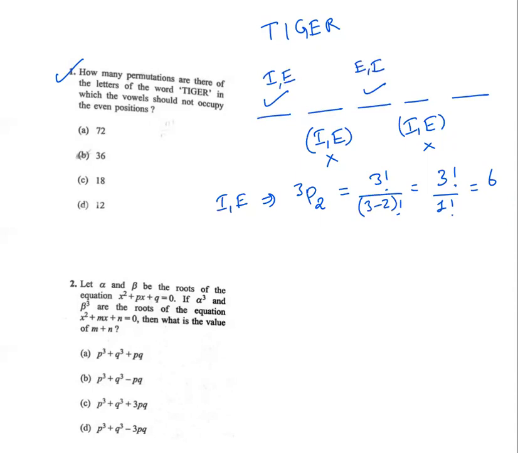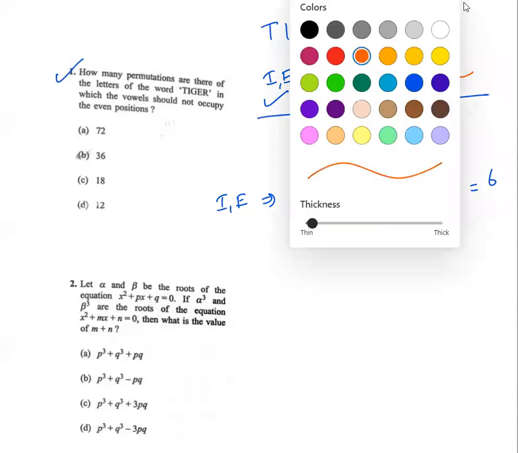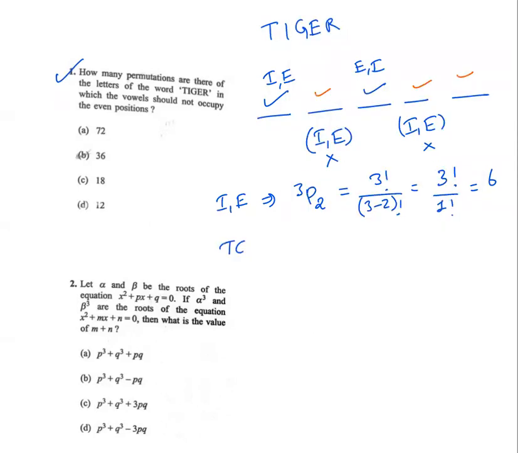So the remaining 3 places are 1, 2, 3, for which we have T, G, R. These can be filled in again 3P3 ways because order is important. You can fill here R, T, G or G, T, R, anything. So 3P3 is nothing but 3 factorial, which is 6. These are to be done continuously, first this and this, so 6 into 6, which is 36. So option B is correct, 36.